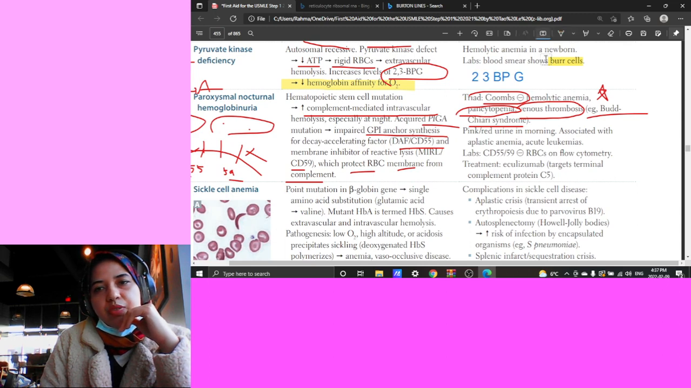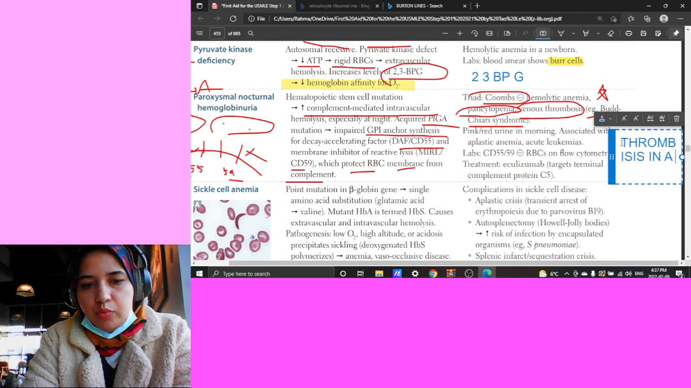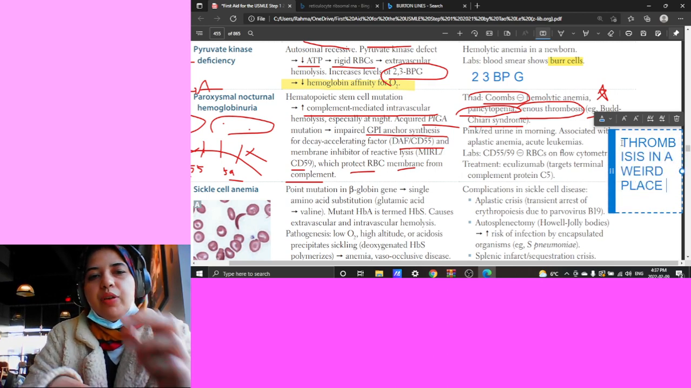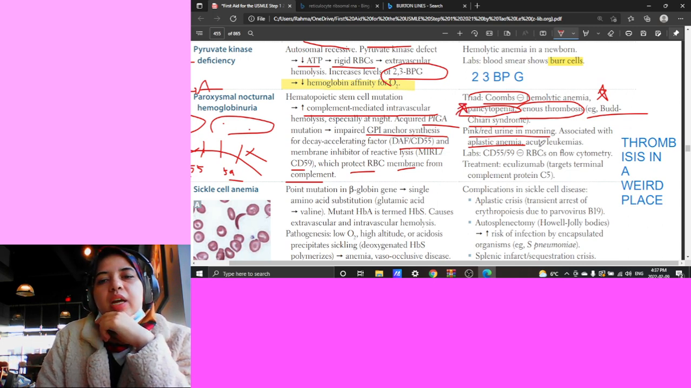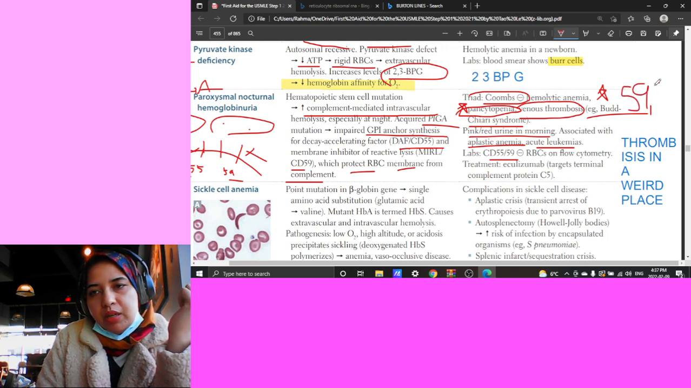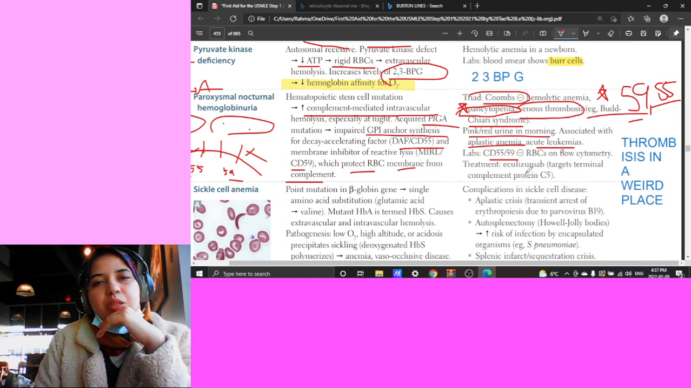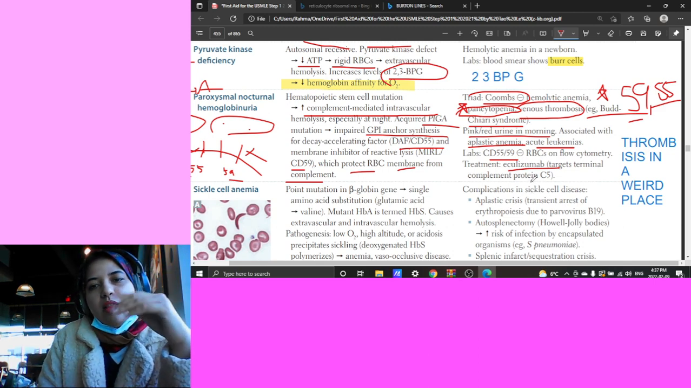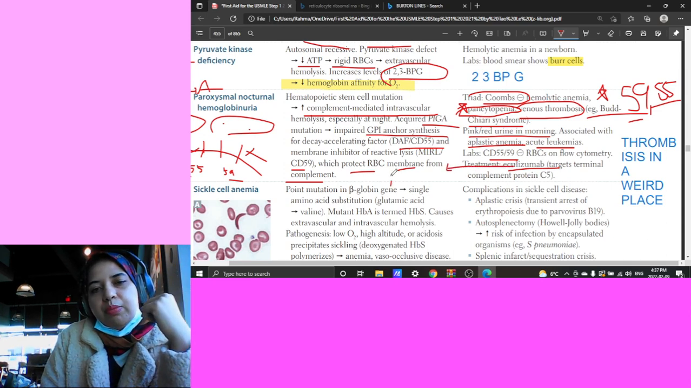So let's just write that down so you don't forget. You want to look at thrombosis in a weird place. That might clue you in on paroxysmal nocturnal hemoglobinuria. So pink-red urine in the morning, associated with aplastic anemia. Don't forget you have pancytopenia here, and acute leukemias. Labs, you're going to find decreased CD55 and 59. So just write somewhere the big numbers that you need to know, like the buzzwords, so you don't forget them. 55, 59 on flow cytometry. The treatment is something called eculizumab. So eculizumab prevents the complement cascade. Now the problem with eculizumab that they don't mention here is that with eculizumab, you must give prophylaxis for Neisseria meningitis.